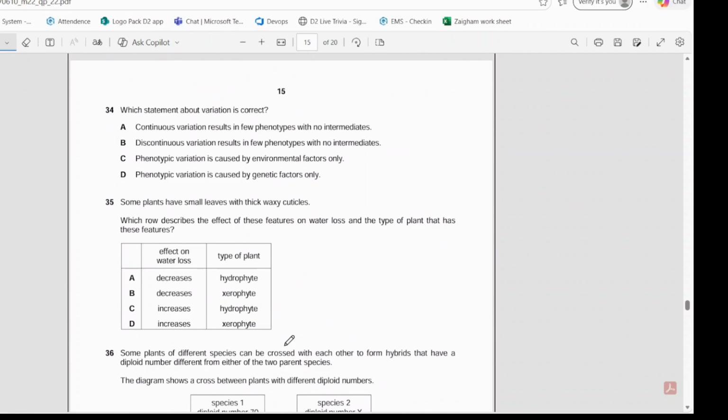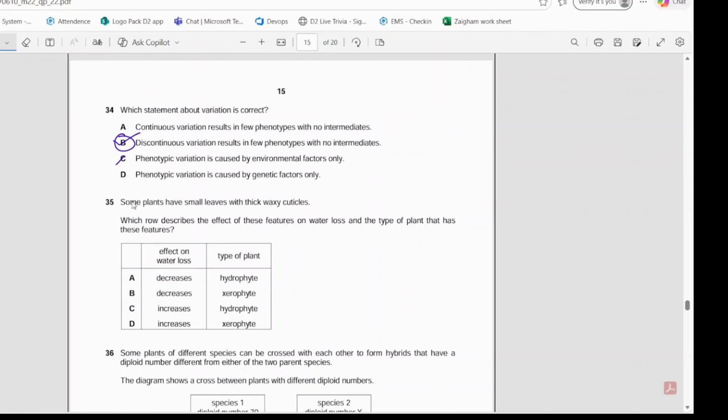Which statement about variation is correct? So for variation, let's say continuous variation results in few phenotypes. No. Continuous variation has many phenotypes. Okay. Discontinuous has a few phenotypes with no intermediates. Yes. Phenotypic variation is caused by environmental factors only. No, it is caused by both environmental and genetic. So these ones are also wrong. So the correct answer is B.